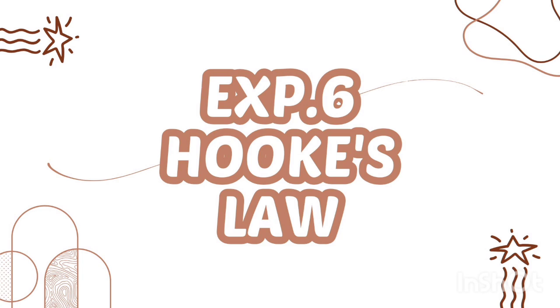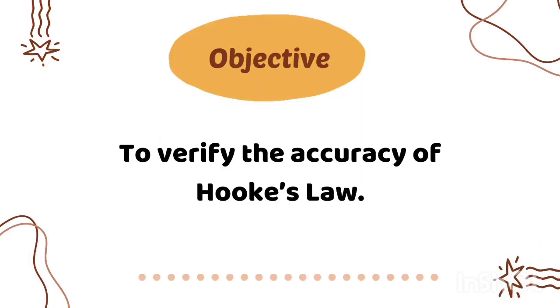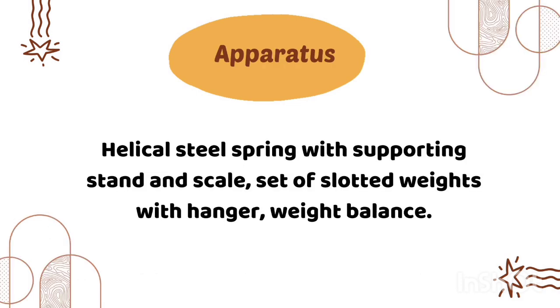Experiment 6. Hooke's Law. Objective: to verify the accuracy of Hooke's Law. Now let's move on to the apparatus. Helical steel springs with supporting stand and scale. Set of slotted weights with hanger and weight balance.